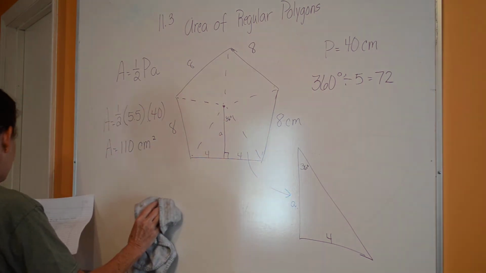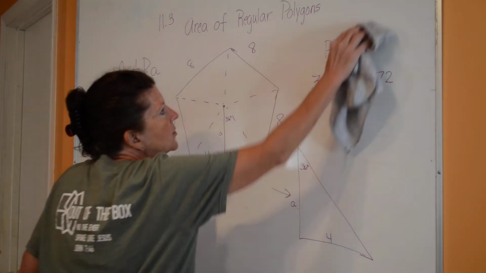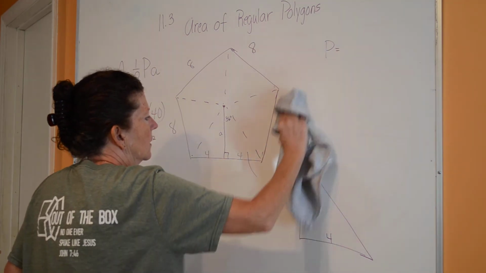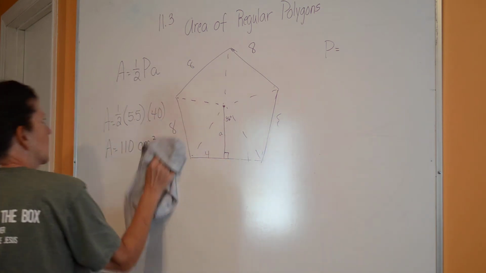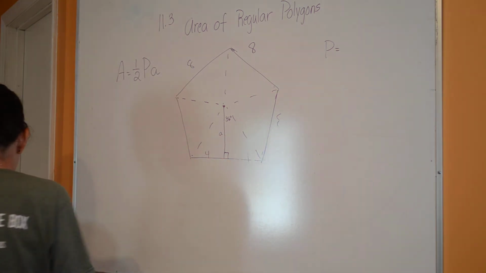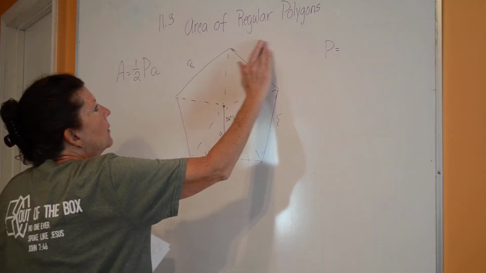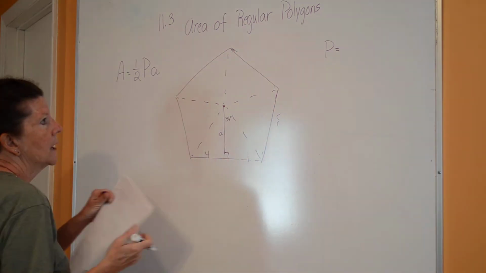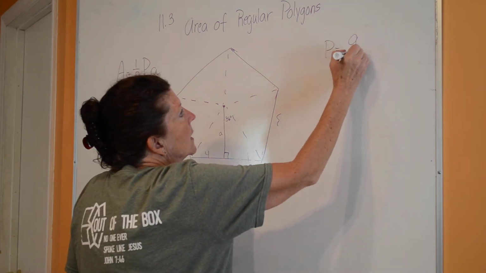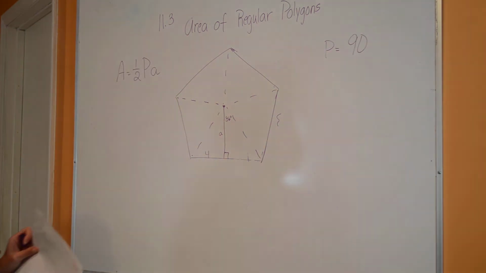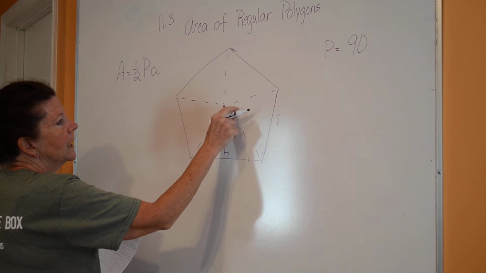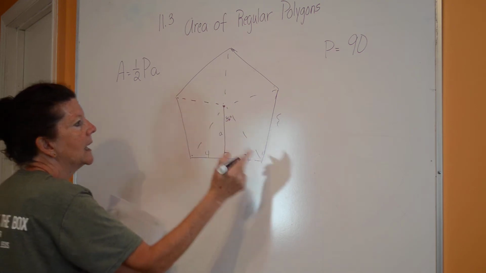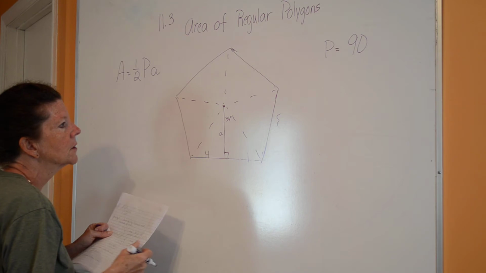I might just leave that particular one up there and change some of this. So this time I have a regular pentagon and my perimeter is 90. So go ahead and do the problem, pause the video, and then come back and check your answer. Okay, my central angles are going to be the same on this, so each one of these is going to be 72. So again, I've got those done.